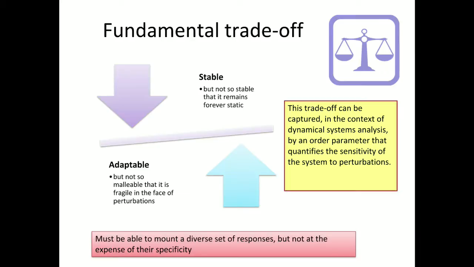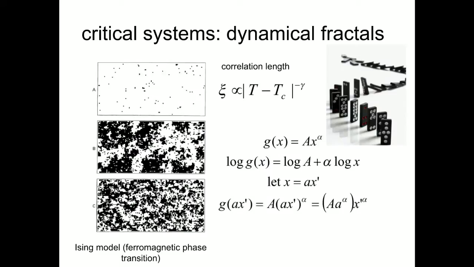Okay. So this leads to this idea of systems that are poised at a phase transition between an ordered regime and a disordered regime. And these are called critical systems, or systems poised at criticality. One way to think of such systems is that they are essentially dynamical fractals. If you look at the dynamics, they are fractal, essentially.